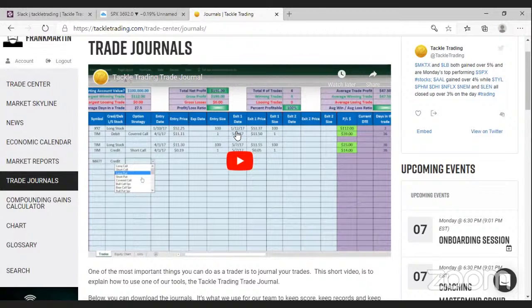When I sell it on Thursday, I'll journal it as appropriate. It'll track my profit and loss, let me know how long I'm in the trade. What's my average profit? What's my average loss? What's my winning percentage? Most importantly, what's my gross profit versus my gross loss? So really, really handy information.